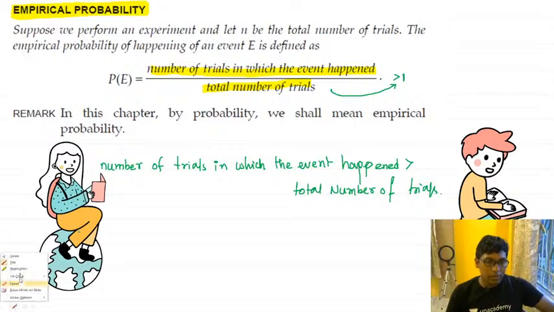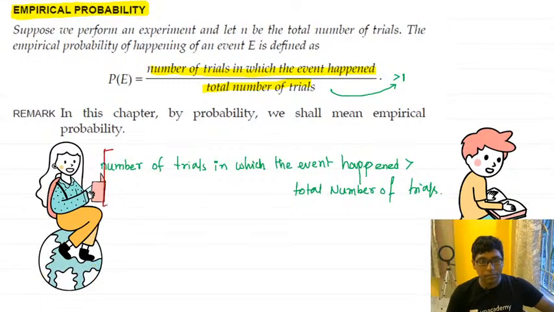Just think, you are throwing a coin. What this means is something quite impossible. Why? You are throwing a coin 600 times and you are getting heads 640 times, because it says the number of trials in which the event happened is greater than the total number of trials. The total number of trials is 600 and you are getting heads more than 600 times. So it is impossible, right? So we cannot have the probability of an event more than 1. It needs to always be a proper fraction. Clear?